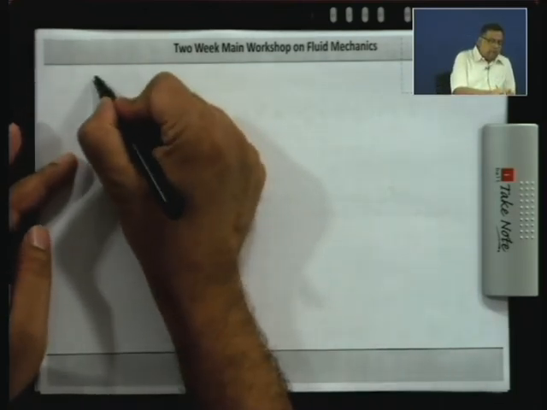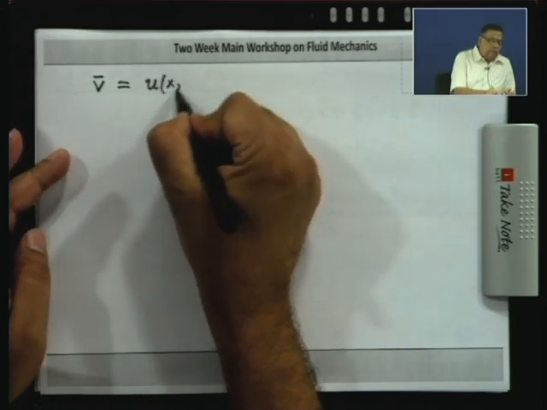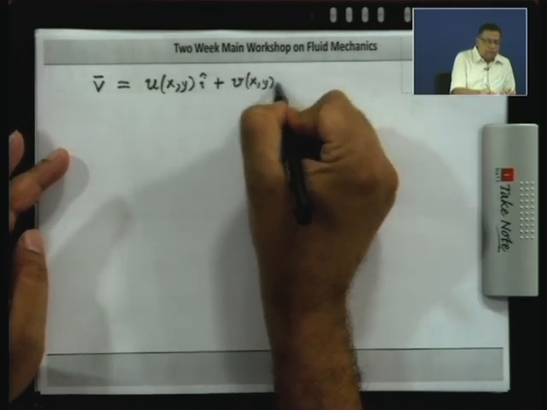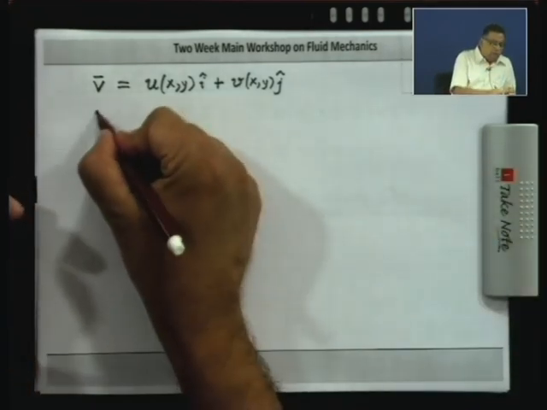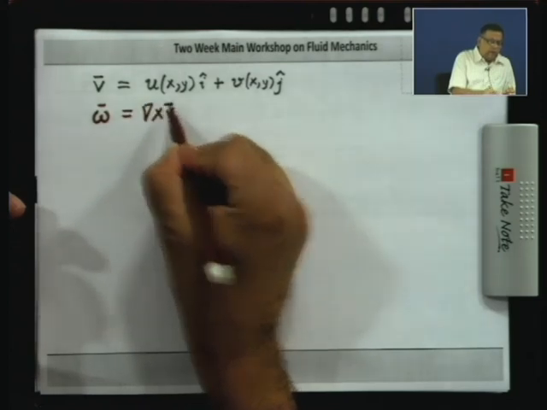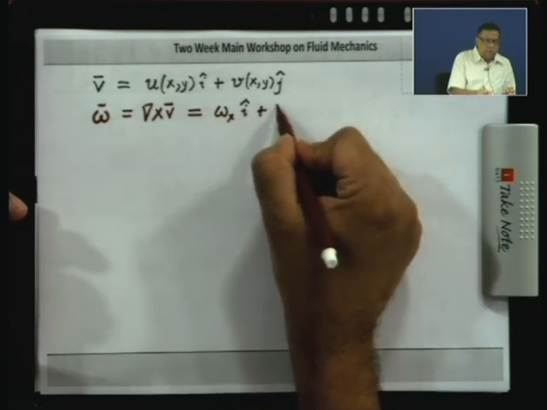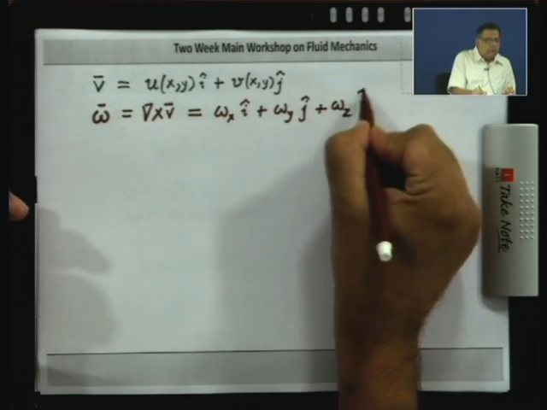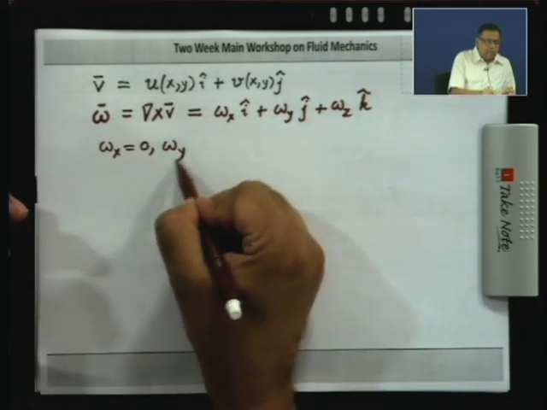So, if you have a velocity field v which is of this form, u of x y i plus v of x y j, then the corresponding vorticity vector, which is defined as curl of the velocity field, I can write as omega x i plus omega y j plus omega z k. What we are finding is that omega x is 0, omega y is 0.